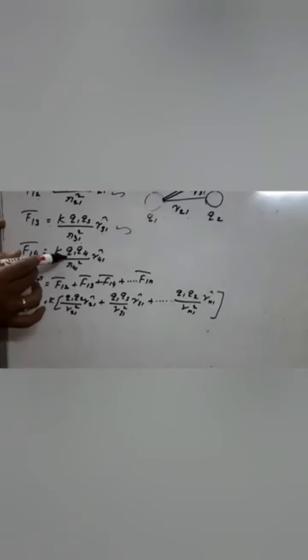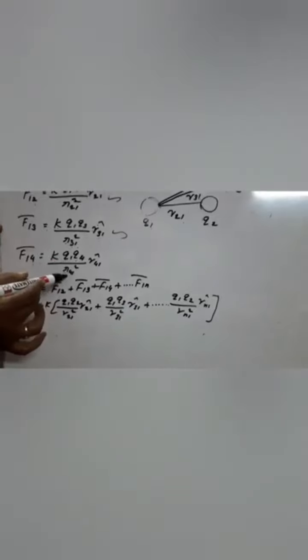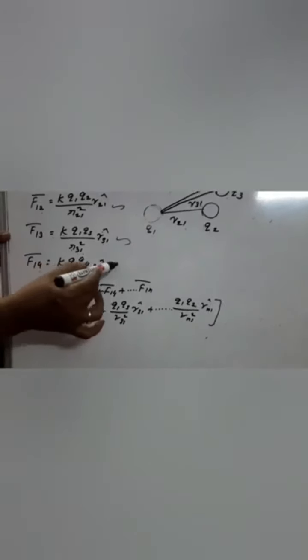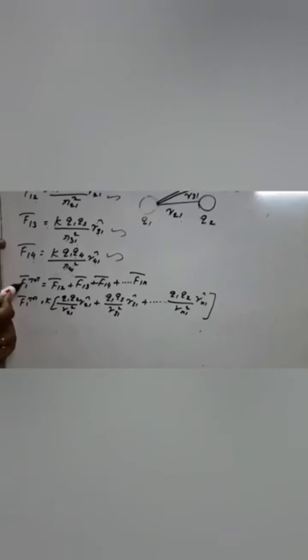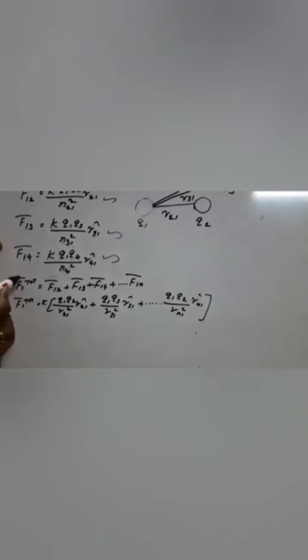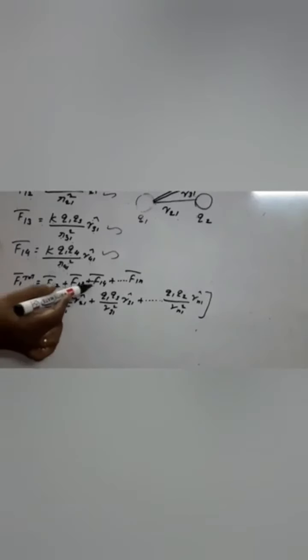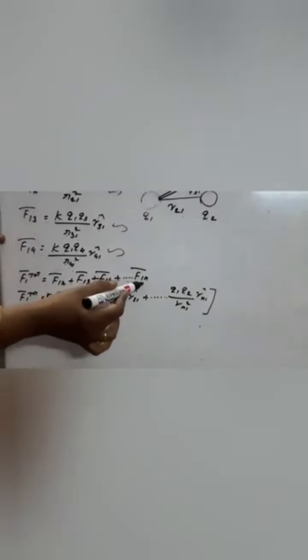So like that, when we write F14, it is K into Q1 Q4 divided by R41 square, R41 cap. Continuing, the total force acting on the charge Q1 due to all the other charges is given by F1 total equal to F12 plus F13 plus F14 and so on up to F1n.